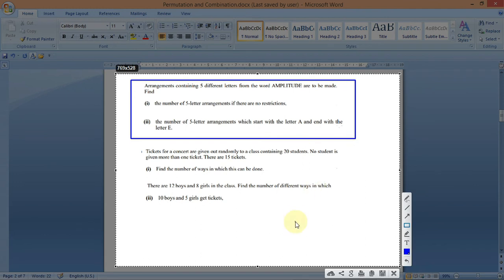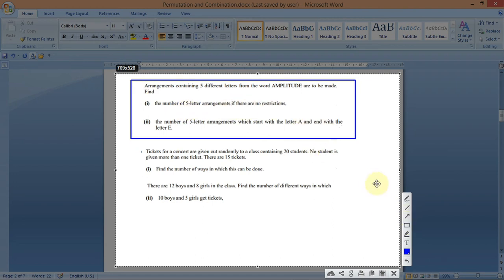So this is an amplitude question. So how do I solve an amplitude question? Okay, so guys, are you ready? Let's get started. This one says that arrangements containing 5 different letters from the word amplitude are to be made. Find the number of 5 letter arrangements if there are no restrictions.